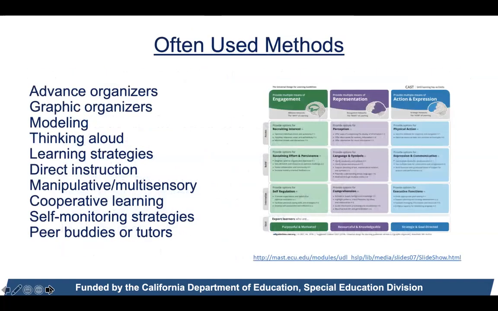Just some examples of often used methods. Also think about what prerequisite skills students would need to have in order to be successful with the methods that the educators employ. So if we're using cooperative learning strategies, do students know how to get into groups? What are the routines for students to get into their groups? And then do they have the skills and abilities to understand what it means to collaborate cooperatively?